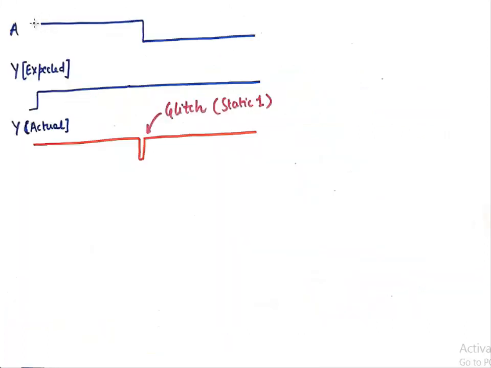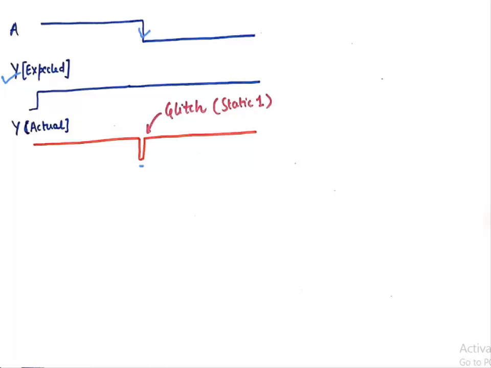So what is happening here is when A is 1, the output is 1. When A is 0, the output is 0. This is what is expected at the output. But in actuality, when A transitions from 1 to 0, a glitch occurs. A moment of time occurs when the output becomes 0. And this is known as static 1 hazard.